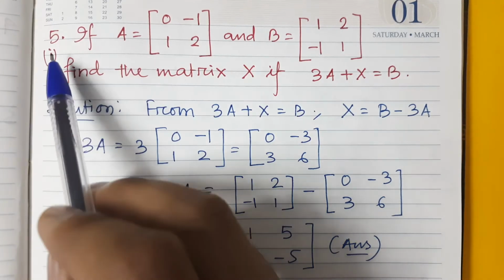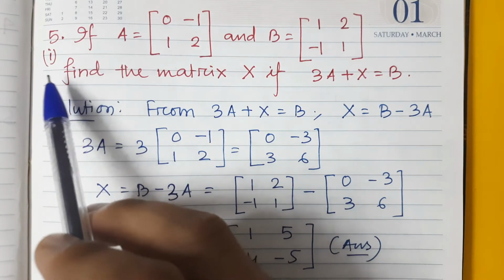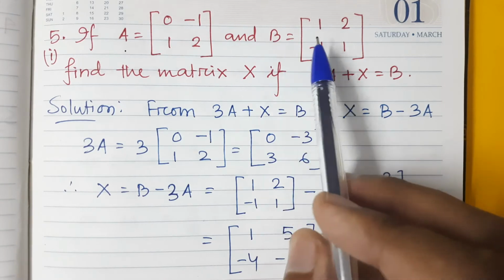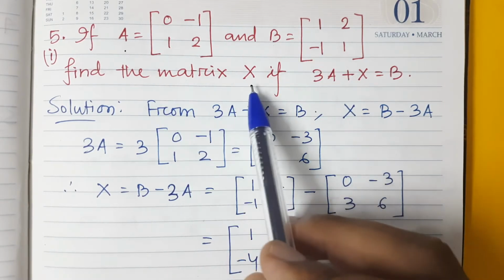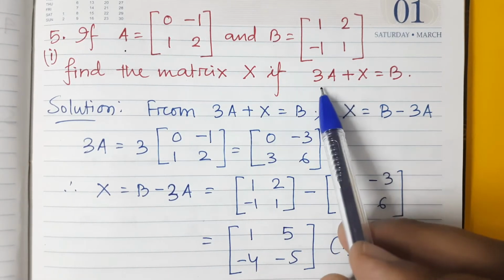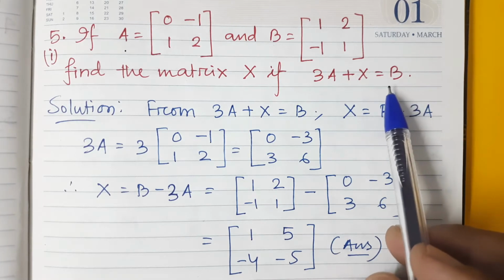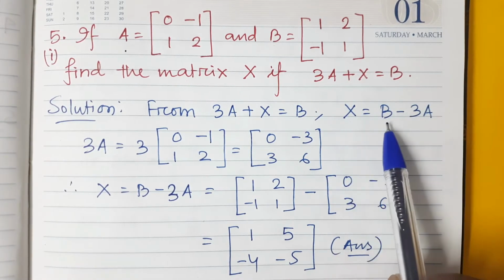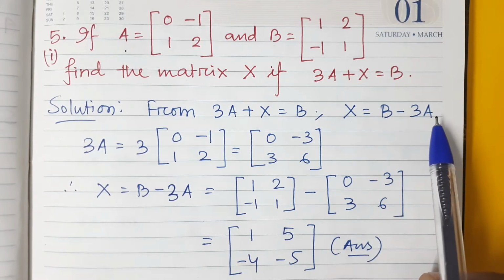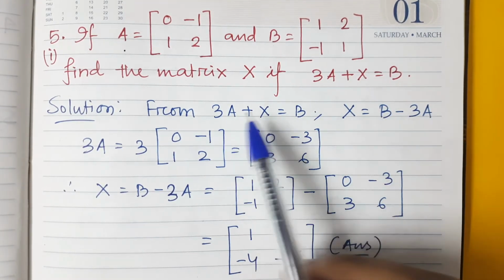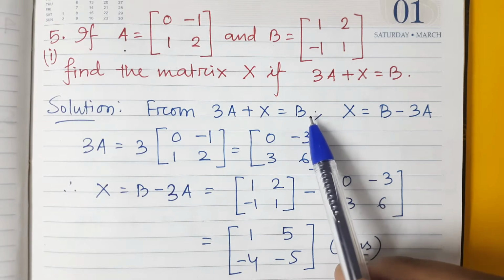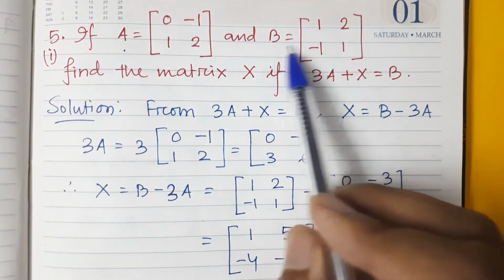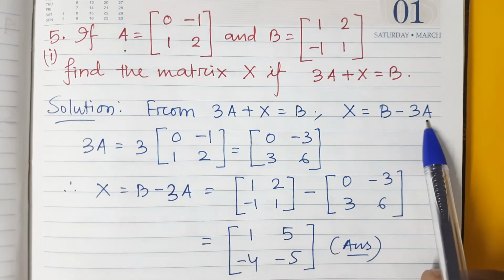Okay, this is problem number 5 part 1. Okay, here given our A matrix is this and B matrix is this. We need to find a matrix X such that this equation holds. Okay, so from this equation we can write X equal to B minus 3A. I am just putting this 3A on this side of this equation, nothing else. Okay, so we already have B matrix, we just need 3A matrix.